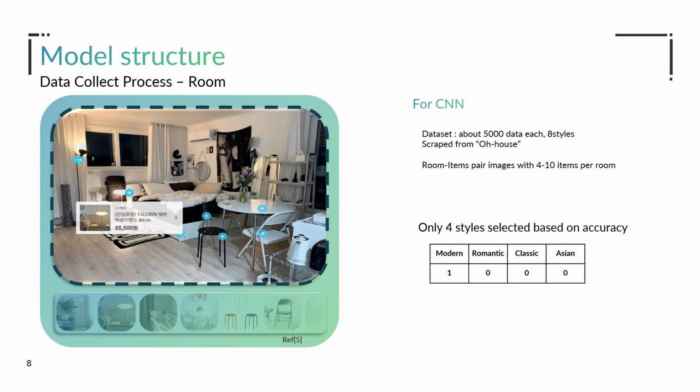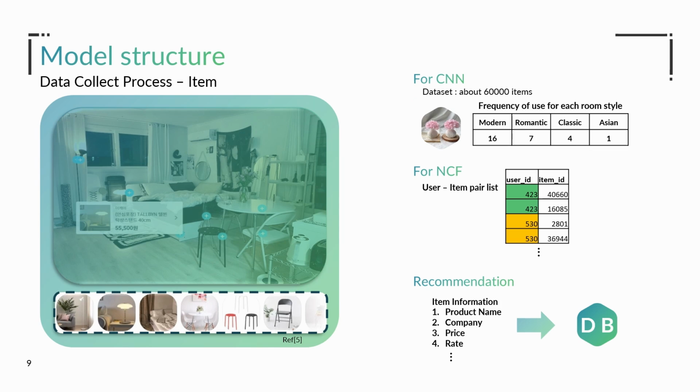Next is the data collection process. First, for the rooms, we collected room pictures, about 5,000 pictures for each of 8 styles, but we finally used only 4 styles selected based on accuracy. Next is the item collection. We collected around 60,000 items, with the picture and frequency of user use for each room style, the user-item paired list, and also the item information.